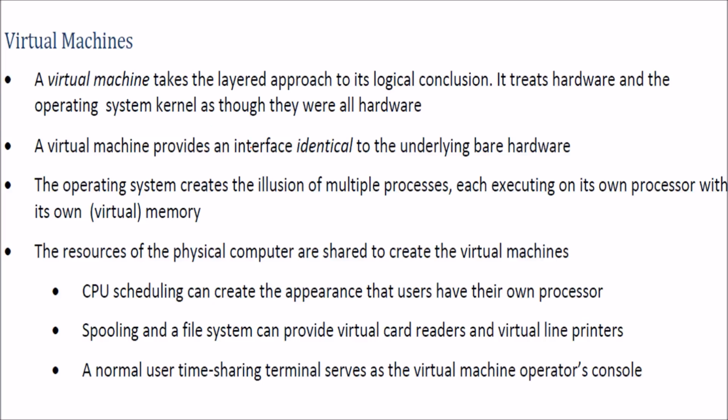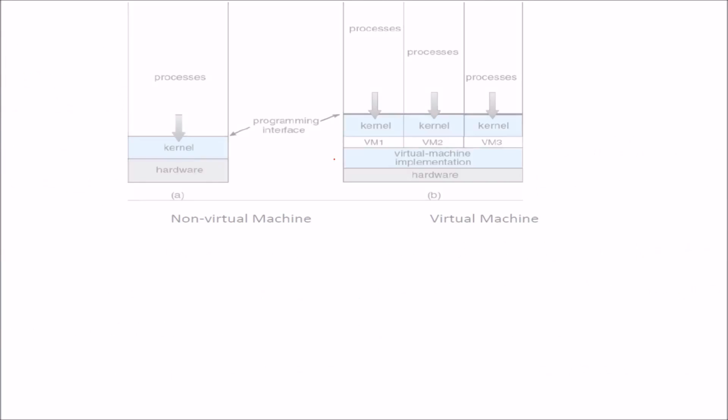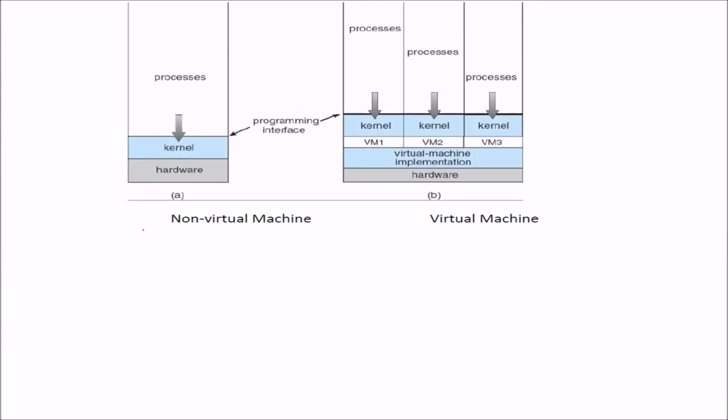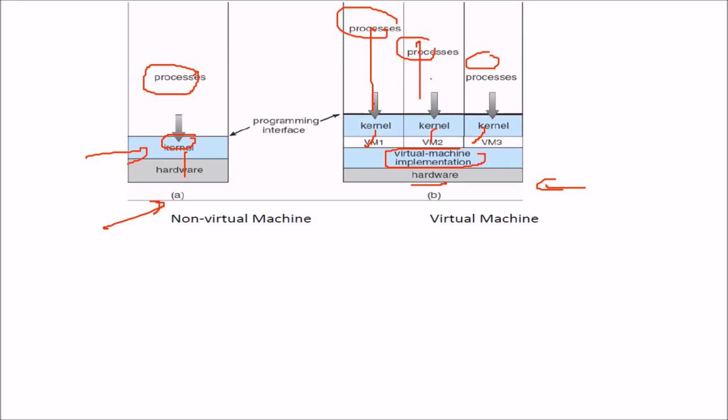Then we have the virtual machine. I'll give an example here. This is a non-virtual machine, and this is a virtual machine. In the non-virtual machine, you have processes, then the kernel, and then hardware. The kernel can be assumed to be a part of our operating system. But in this case, we have hardware, then a virtual machine implementation, virtual machine 1, 2, and so on, and we have different processes working on different kernels and different virtual machines.